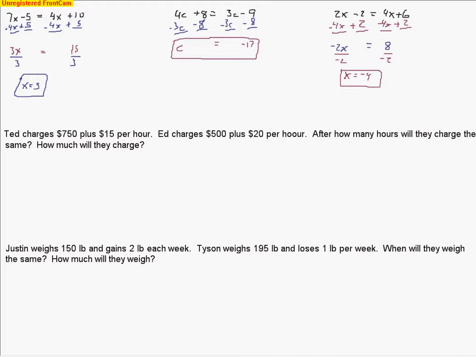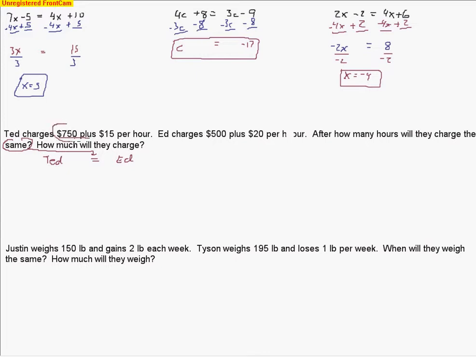So let's take a look at how we're going to end up doing this. And we'll start by writing out what Ted's charge is going to end up being. So let's say we had this. We have Ted's charge. And then we're also going to have Ed's charge. Remember, they are going to end up charging the same after a while. And so the reason why I wrote down Ted equals Ed is because those two charges will eventually be the same.